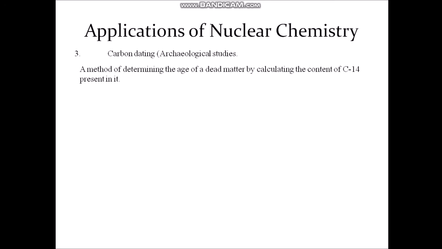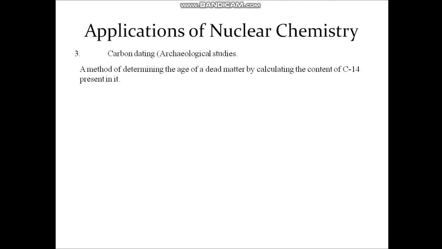This is a method of determining the age of dead matter by calculating the content of C14 present in it. How do we do that? Now we know that everything which is living contains carbon. Even us humans, we have carbon in our body. Plants, dead animals, they all have carbon. So when these dead plants and dead animals die, like I said, carbon 14 has a half-life of 5,730 years. So this carbon 14 is unstable, and it decays.